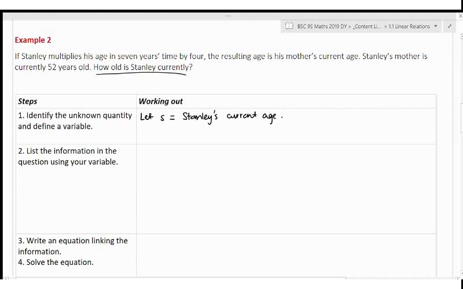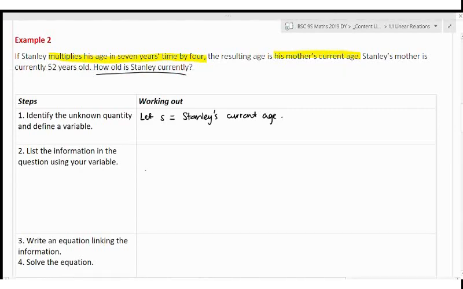Okay, list the information in the question using a variable, step 2. Now, this question is, I don't know, it's confusing to me. I look at this and I think I'm not quite sure. So let's have a look at some key information. If Stanley multiplies his age in 7 years' time by 4, he gets his mother's current age. Okay, so these two things are equal, and his mother's current age is 52.